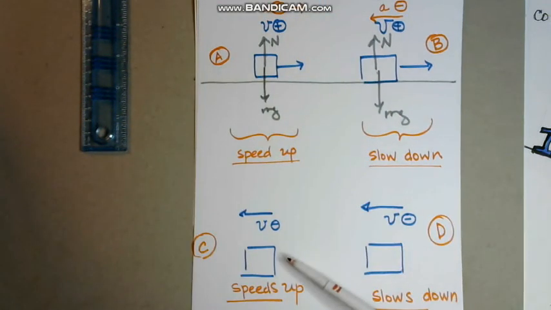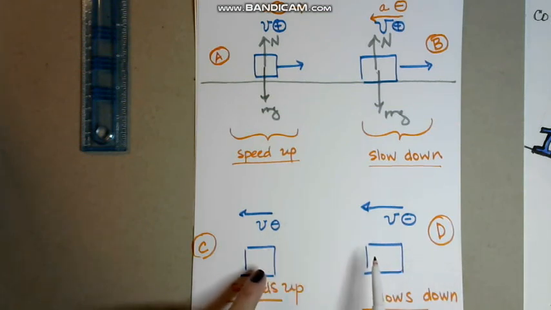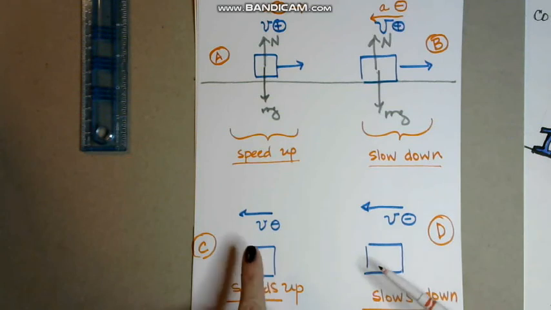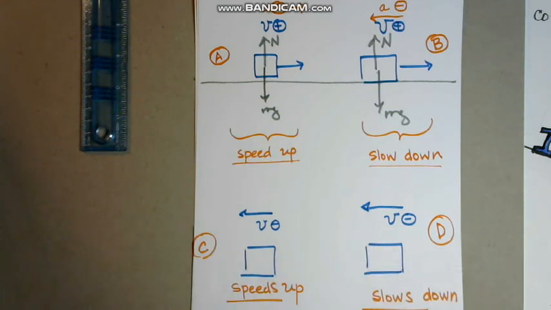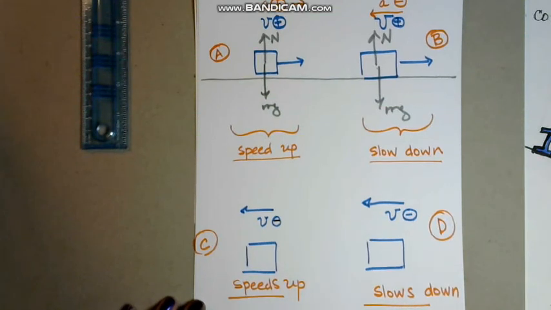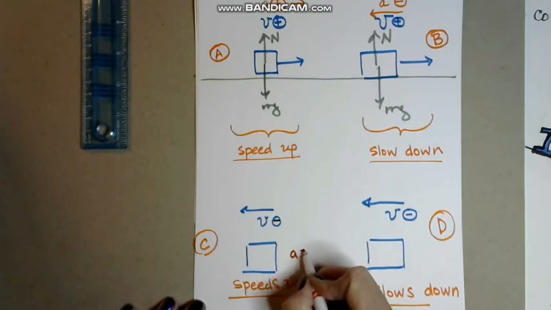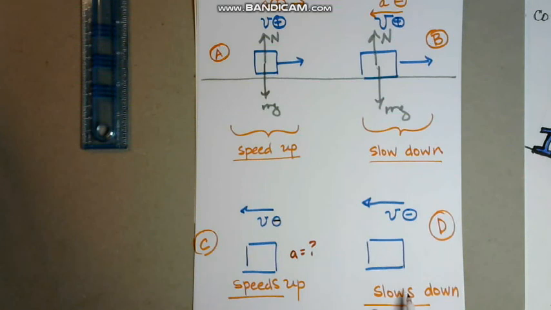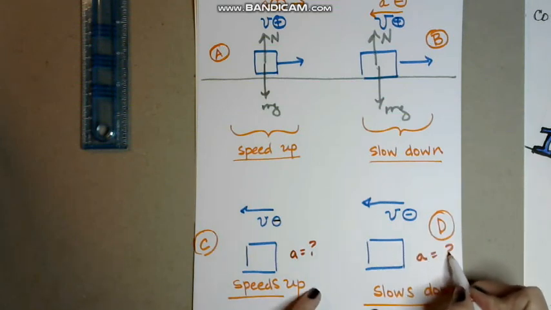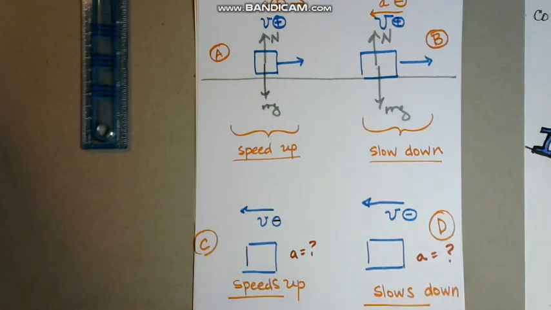I've added 2 more situations. This time, both of these blocks, I didn't draw all the forces. This time, each of these blocks are initially moving to the left in the negative. Sorry, that's a negative right there. If I tell you that this one speeds up, what is the sign of the acceleration? And if I tell you that this one slows down, what is the sign of the acceleration? You're going to put your answer in here.